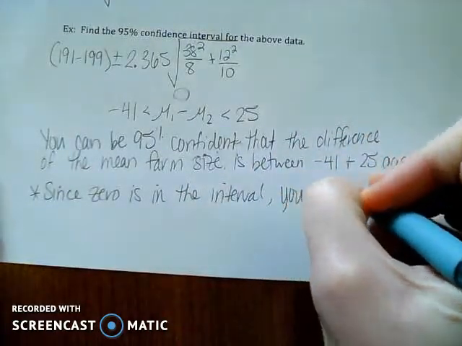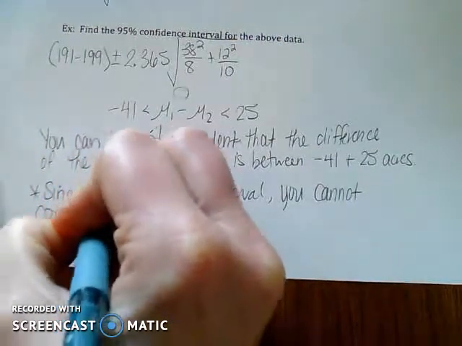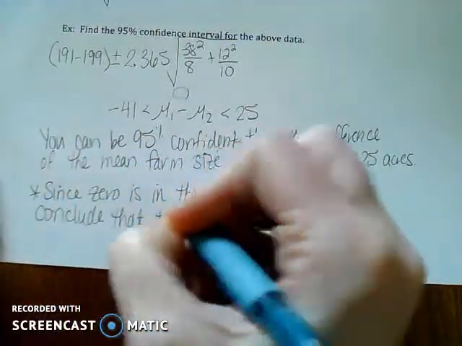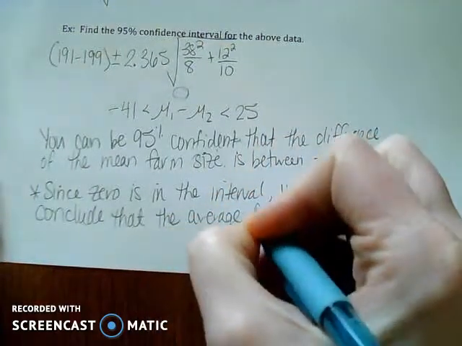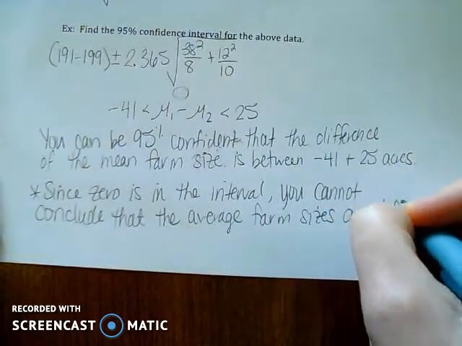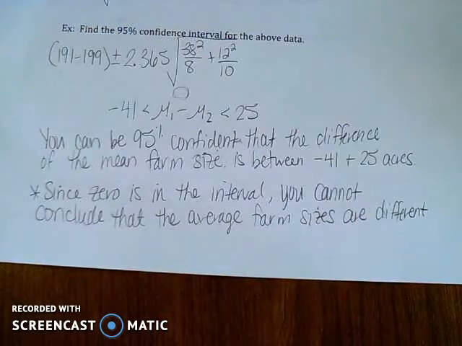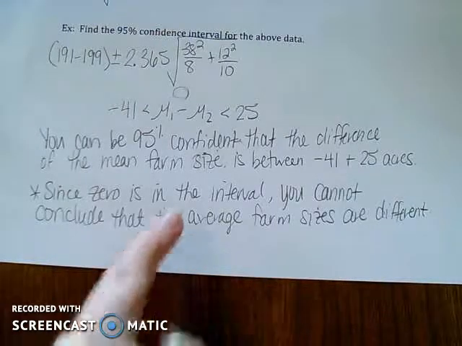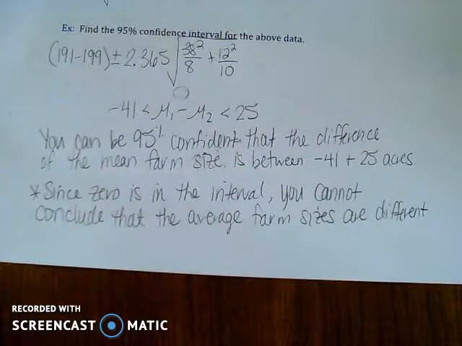you cannot conclude that the average farm sizes are different. And that's exactly the same conclusion we got up in our 5-step problem. Okay, it said do not reject, therefore there wasn't enough evidence to claim that they're different. So same thing, since 0 is in here, that means we can't say they're different, because if you subtract two numbers and get 0, that means they're equal to each other. It doesn't mean they have to be exactly equal, but just with the information we have, we can't conclude that they're different.